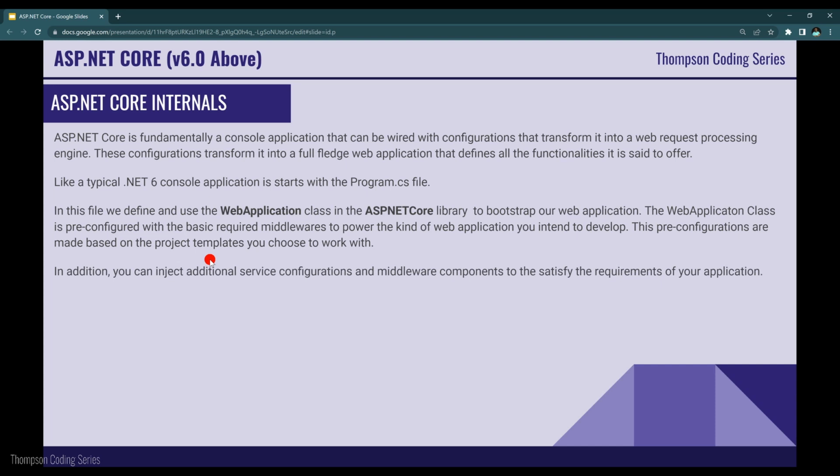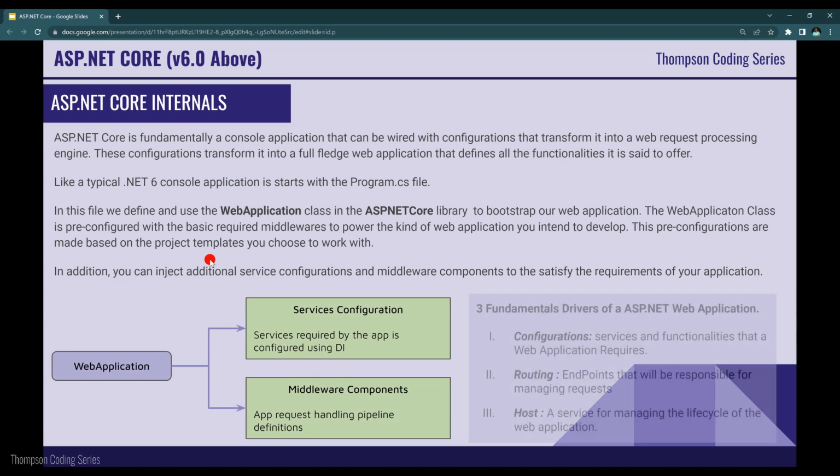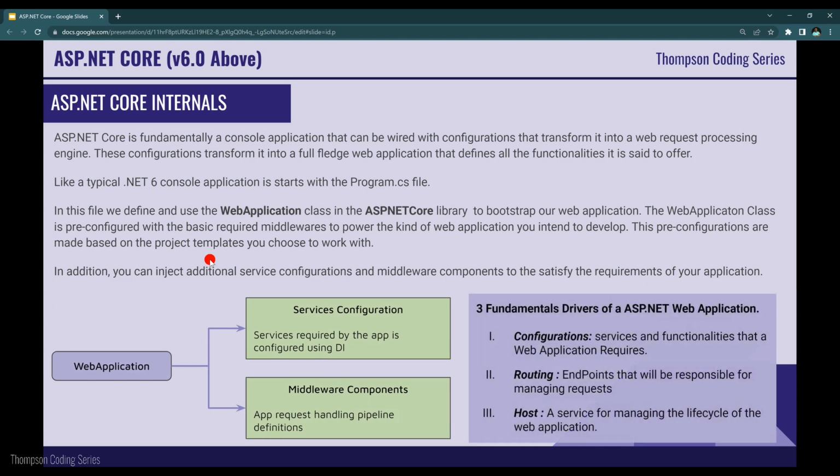In addition, we can inject additional service configuration and middleware components to satisfy the requirements of our applications. So we have a typical web application, we have pre-configured services, and we have service configuration that is configured using dependency injection. And we have middleware components, app requests. The middleware components are the app request handling pipeline definitions.